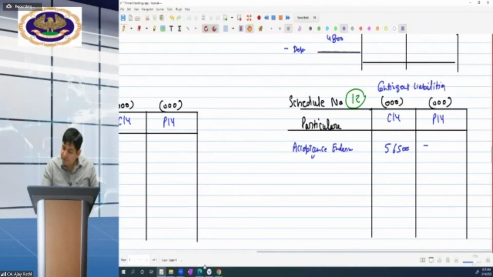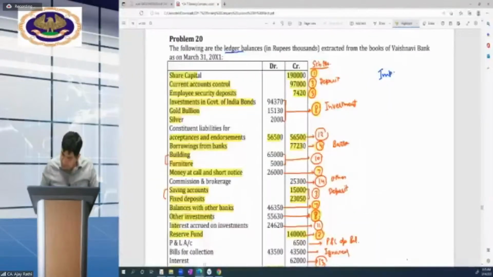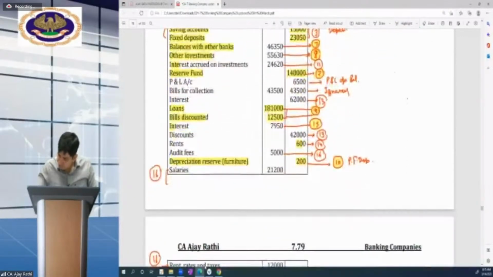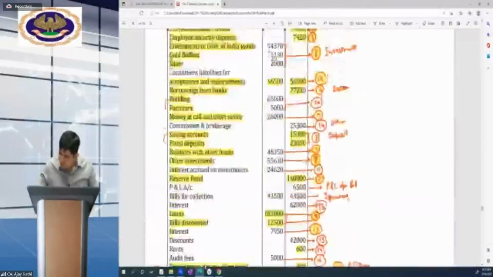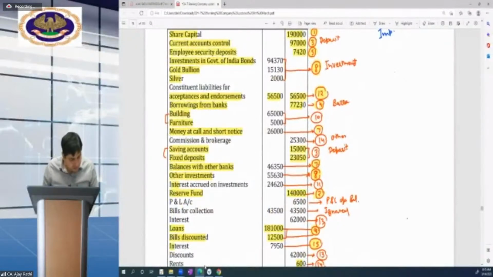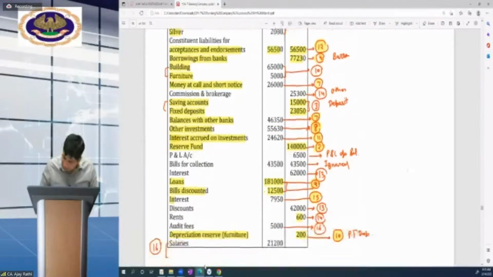Okay, we were moving with the sequence. We missed number 11. Wait a minute. Anything more in 12? No. Now we are moving to 11 since we forgot to take 11. Interest accrued is there. Yes, this is interest accrued on investment. Another point is also there for 11.